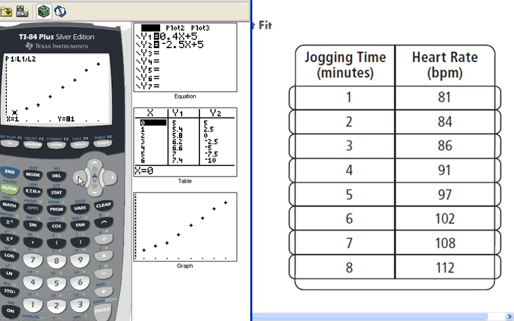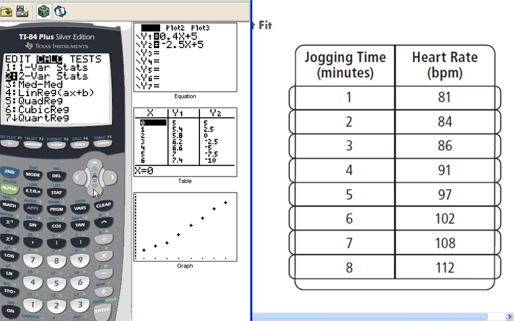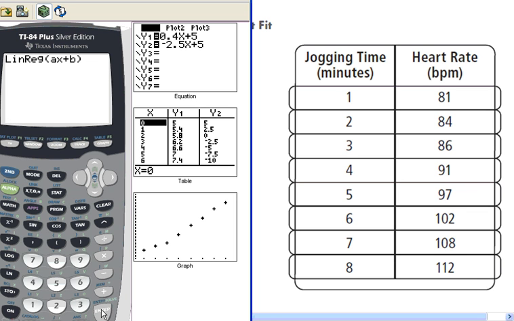But to do that, we want to get out of this graph, so I'm going to press second mode, and that gets me to my regular screen. Then I'm going to press the stat button again, and I'm going to use the right arrow to go to calc. And then number 4 is what I want. It's called a linear regression. And that's the mathematical process of averaging your data and turning it into a line, a linear equation. I'm going to press enter there. If you have your data in L1 and L2, that is the default. You can just press enter.